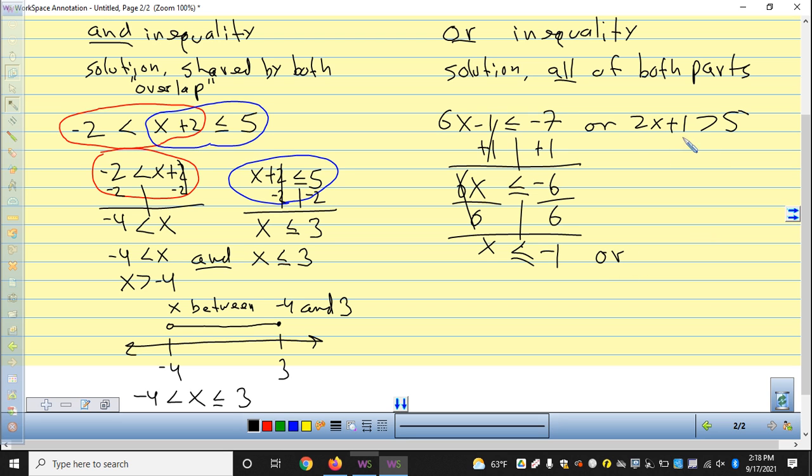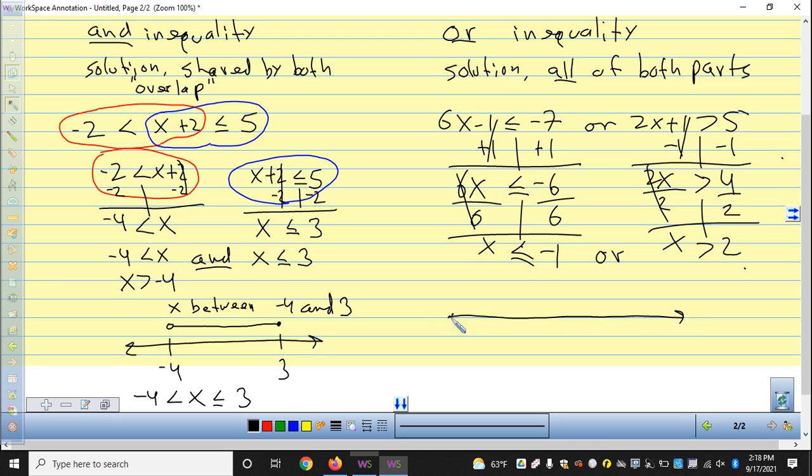Or, solve this one. Subtract 1 from both sides. Those go away. I get 2x greater than 5 minus 1 is 4. Divide by 2. Those cancel, and I get x is greater than 4 divided by 2 is 2. So my solution is x is less than negative 1 or x is greater than 2.